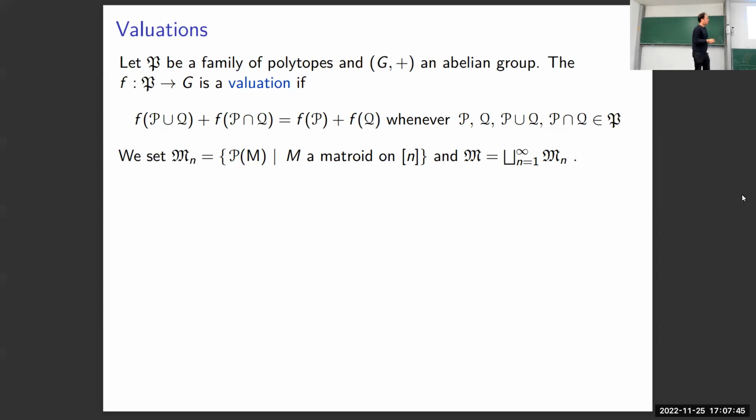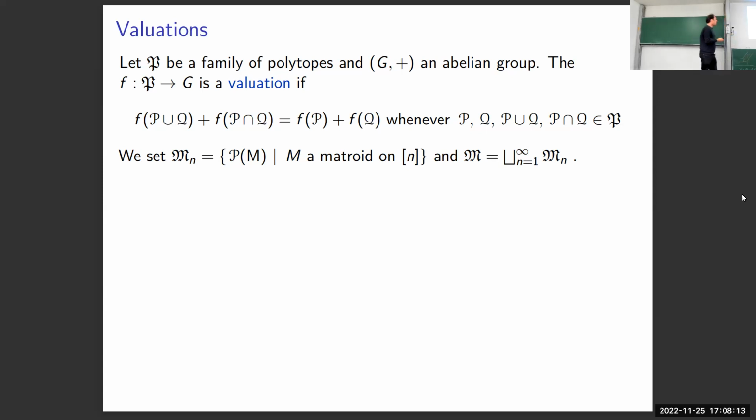Okay, and in our case, for me, these polytopes are either all matroid polytopes on a given fixed ground set, or just a union of all these possibilities. This is my setting. But if you go one floor up, the people there study valuations for convex bodies, and of course they have very different settings here. Okay, why are these valuations nice?